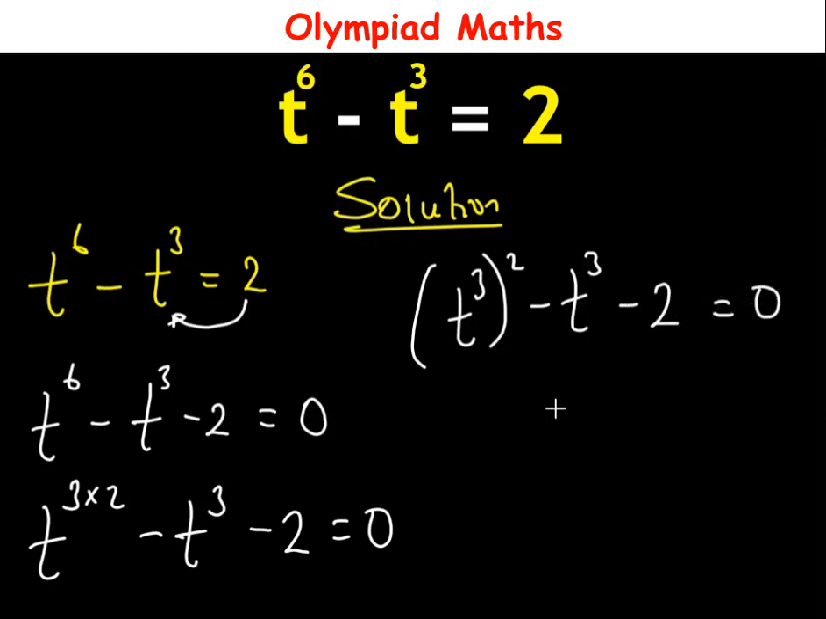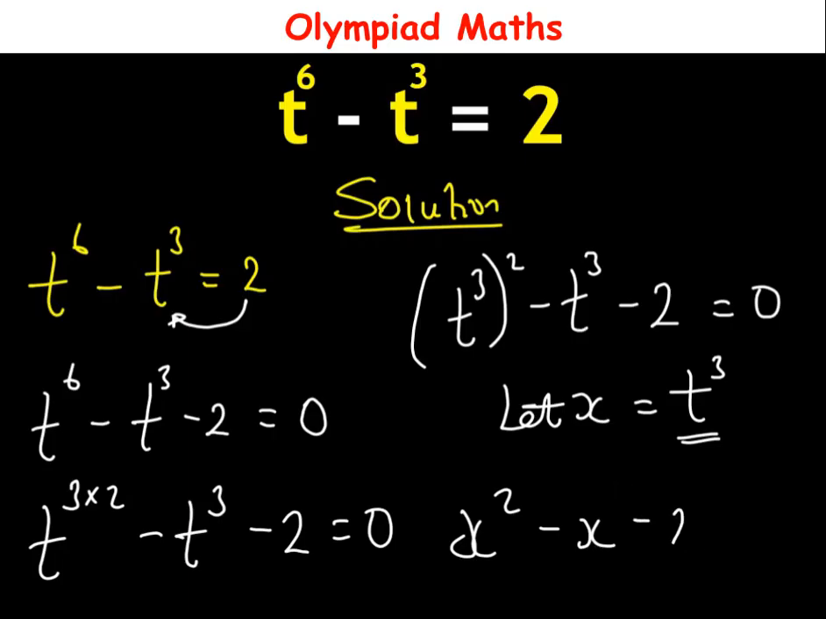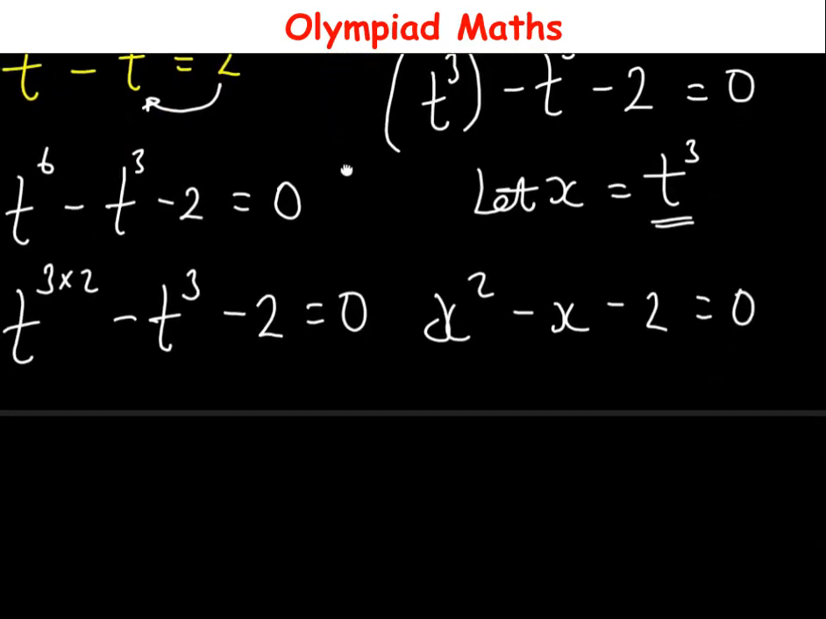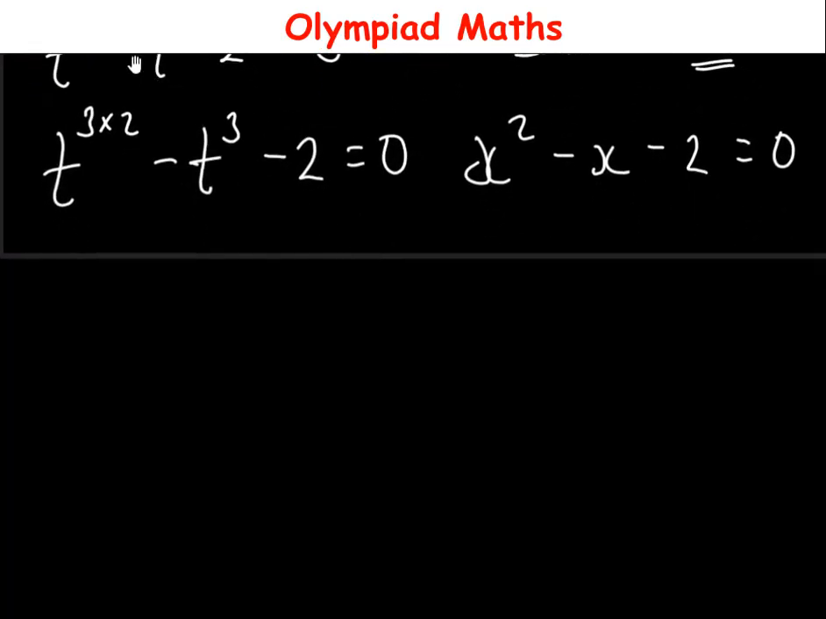At this junction, we can say let x equal to t raised to power 3, such that we replace t raised to power 3 with x. And from here, this becomes x squared, then minus x, then minus 2 is equal to 0. And from here, we have a quadratic equation. So we have x squared minus x minus 2 is equal to 0.